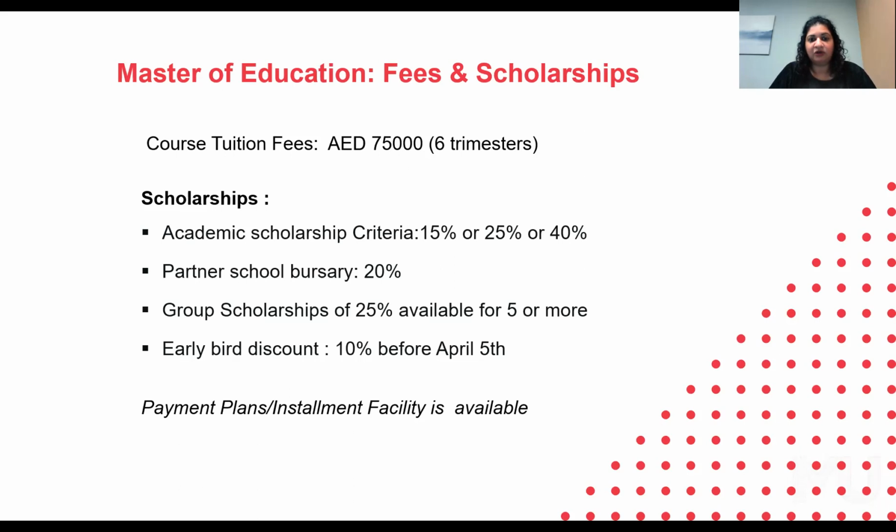We have academic scholarships of 15%, 25%, and 40% as well. We have something called a partner school bursary of 20%. So for example, we are partnered with GEM schools. So if you're a teacher or staff of a GEM school, you would be able to get the 20% straight away and any additional academic scholarship. So 40% is actually the maximum that anybody can get. And you can combine these in different ways, right?